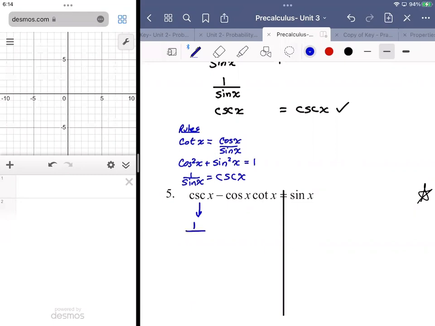All right, so 1 over sine of x. We know that cotangent is cosine over sine.